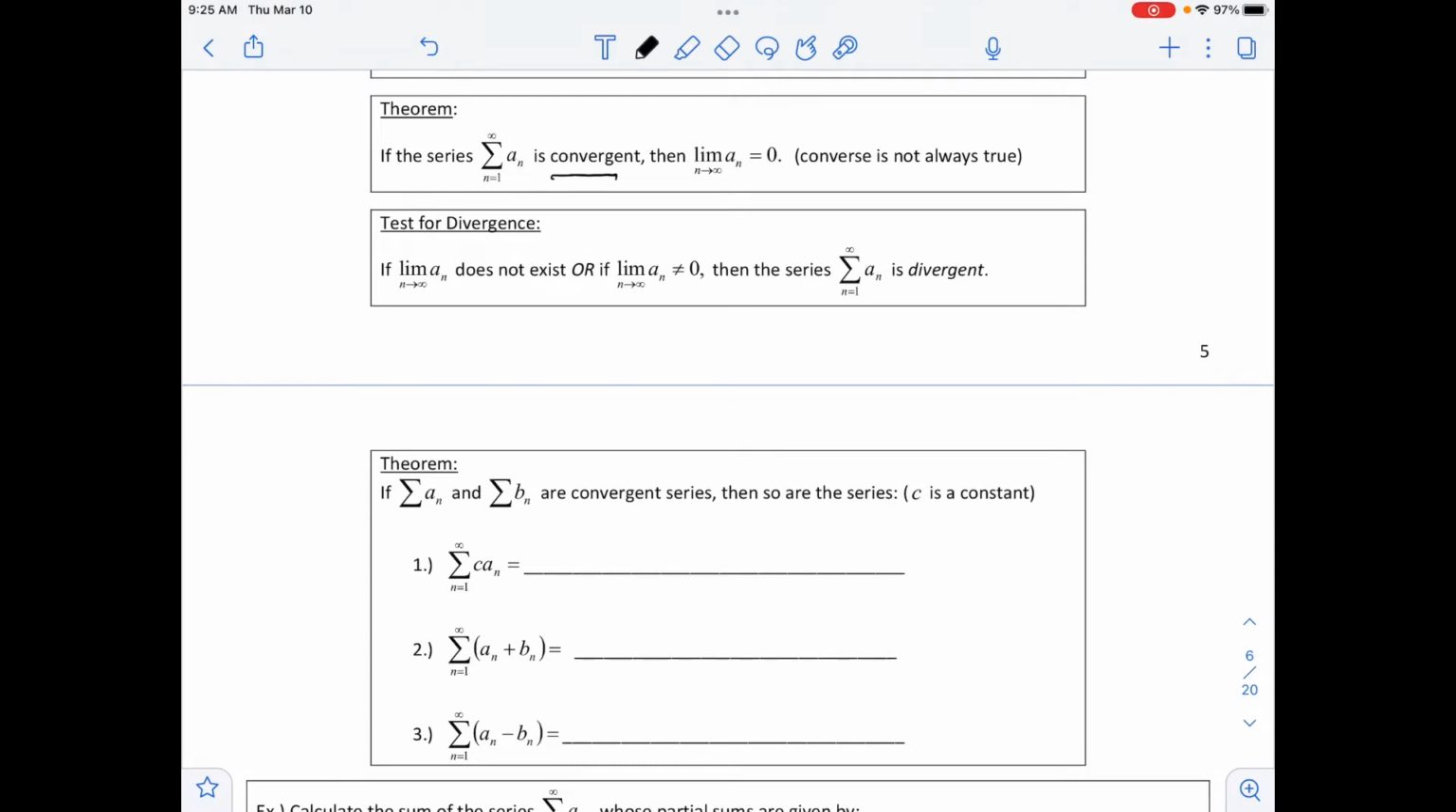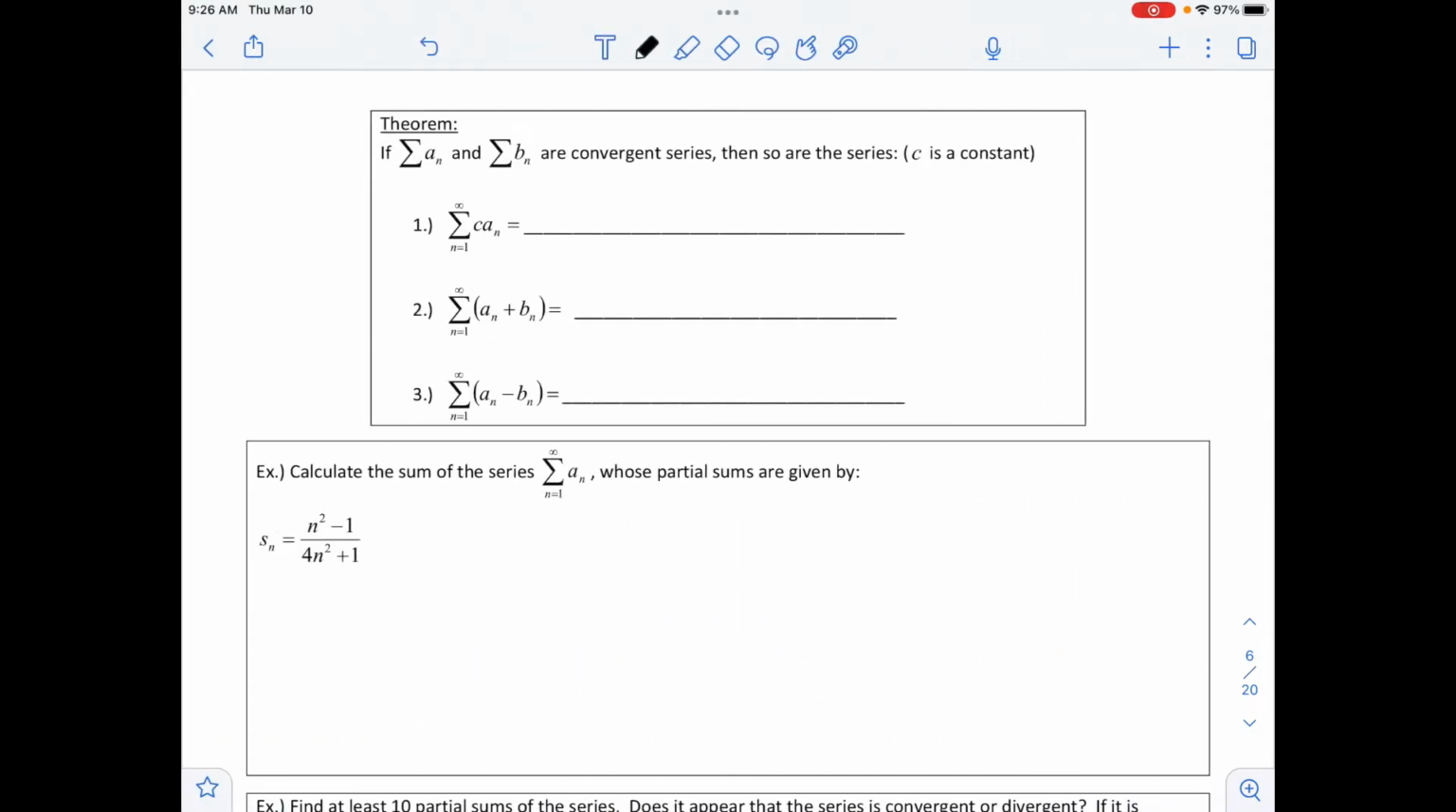And then we have another test down here, and this is a test for divergence. I'm going to give that one 2 stars because this is a good one to keep in mind. This one says, if the limit as n approaches infinity of a sub n does not exist, or the limit as n approaches infinity of a sub n is not equal to 0, then we can say the sum from n equals 1 to infinity of a sub n is divergent.